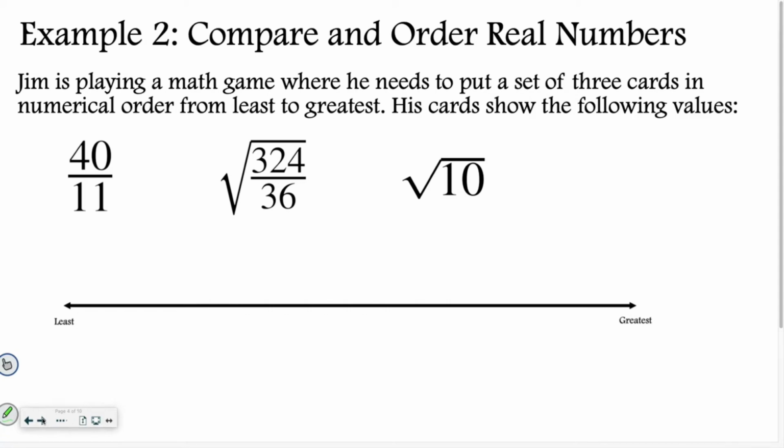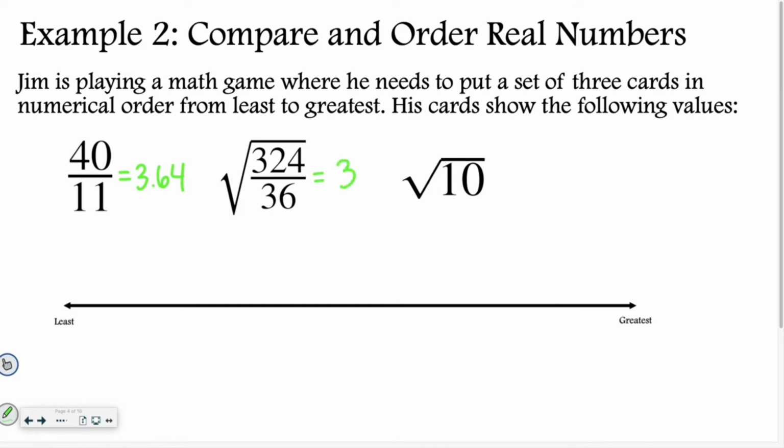Now, if you're looking at these and you're like, I have no idea what these numbers equal, I would say you guys are most comfortable with decimals. At this point, you guys are probably the most comfortable with that. So what I'm okay with you doing is grabbing a calculator and saying, what is 40 divided by 11? That is about 3.64. Then, in your calculator, type in, what is the square root of 324 divided by 36? When you do that, you should get 3.